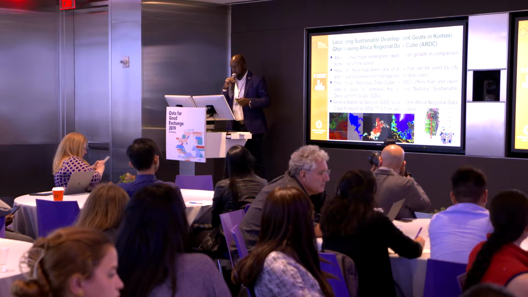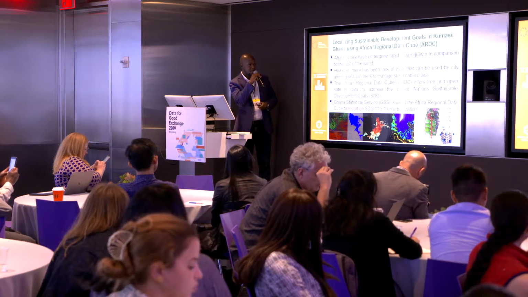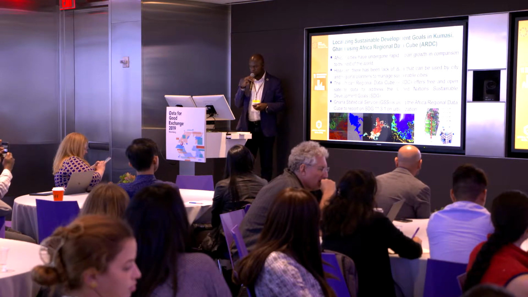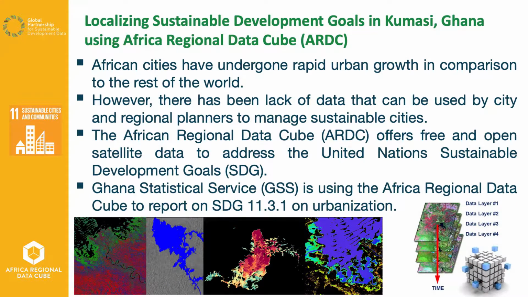The Africa Regional Data Cube is a partnership between the Global Partnership for Sustainable Development Data, NASA, the Committee on Earth Observations Satellite Data, the Group on Earth Observations, GEO, and the governments of Kenya, Ghana, Senegal, Sierra Leone, and Tanzania. I'm highlighting a specific case here where the government of Ghana is using the Africa Regional Data Cube, which is an infrastructure that makes analysis-ready satellite data available to these governments to track various issues ranging from urbanization, agriculture, coastal erosion, forestry, and others.